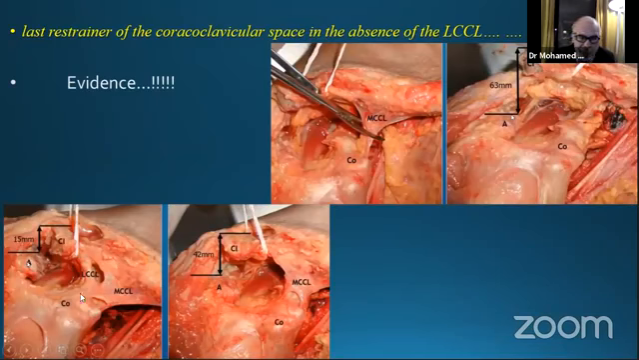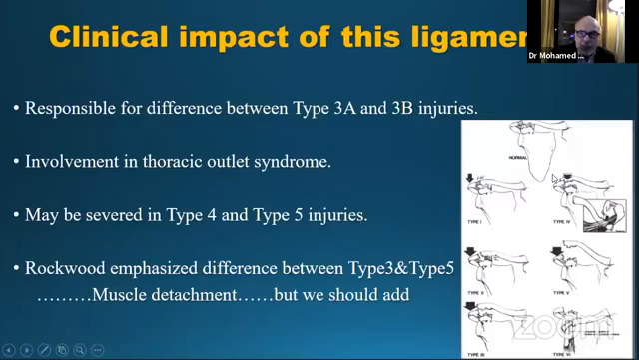Is there evidence? If we look at the first photo, here just the acromioclavicular capsule has been torn and the distance between the coracoid and the clavicle is 15 millimeters. Here we cut or severed the lateral coracoclavicular ligament. The distance had increased to 42 millimeters. Here in this photo, the medial coracoclavicular ligament or the Caldani ligament had been severed. The distance had increased up to 63 millimeters. So as we see, this ligament is very important in restraining the coracoclavicular distance, and this will be shown in the next slides.